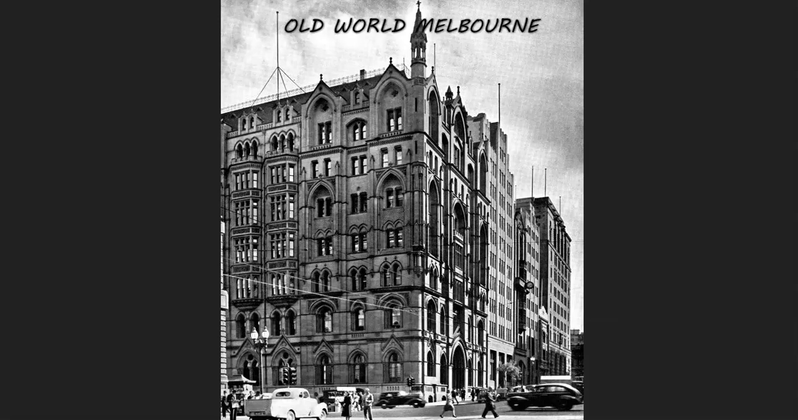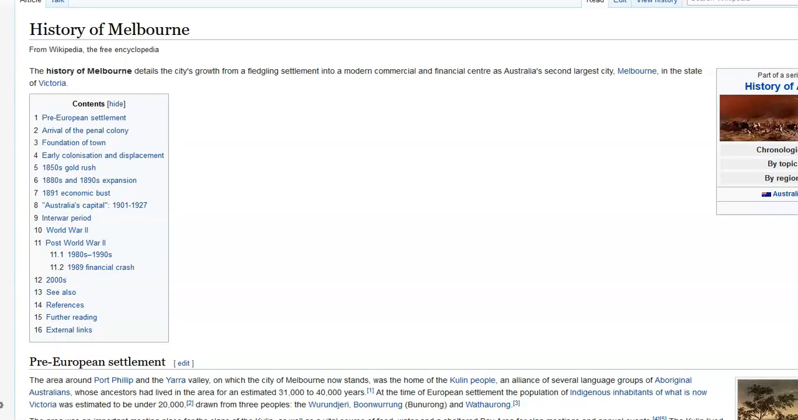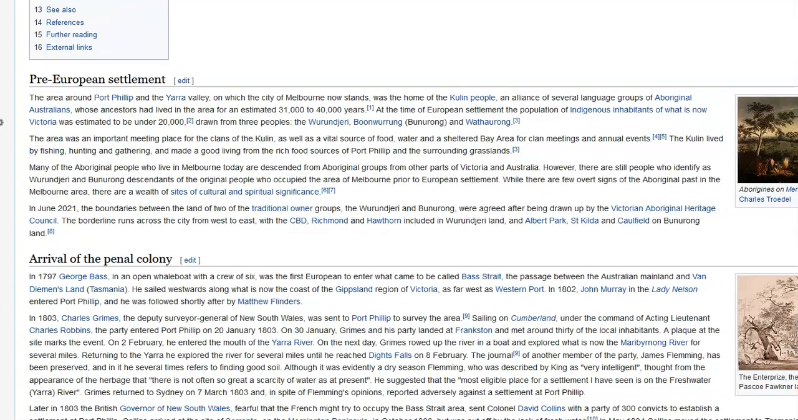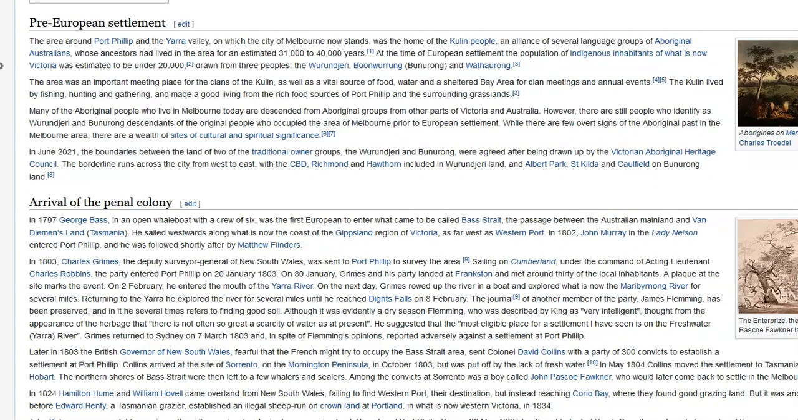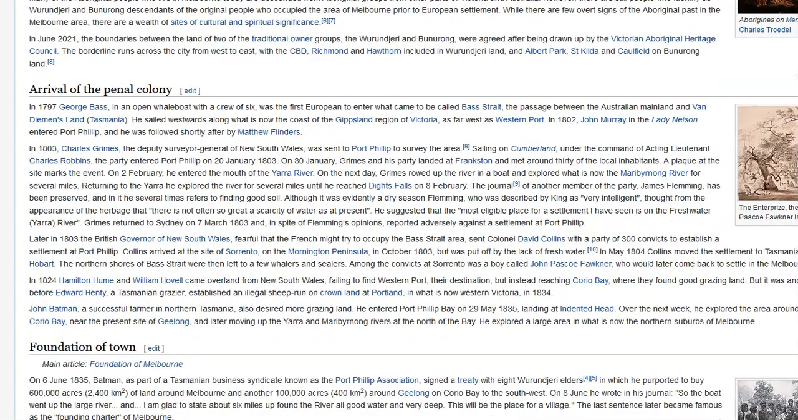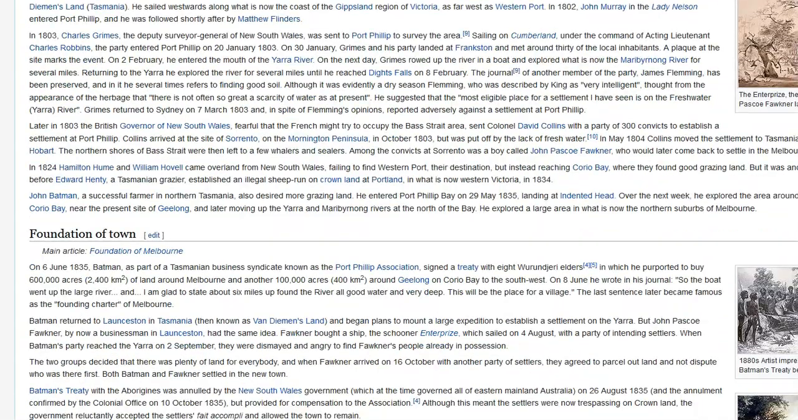Alright, let's have a look at Old World Melbourne, Australia. First, let's check out Wiki and get their rundown, and we'll roll through some pictures. And this place has an interesting historical narrative. Let's flip through. It gives you a little pre-European settlement, and then the penal colonies coming in the late 1700s. Pretty sparse. Foundation of a town happens in 1835.